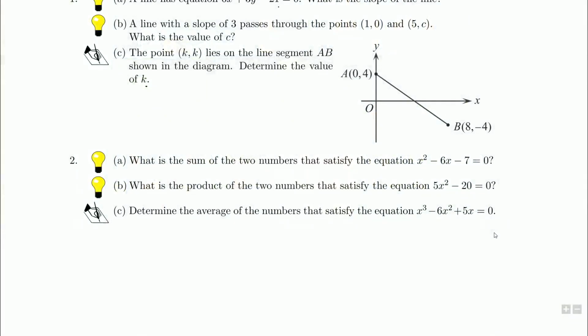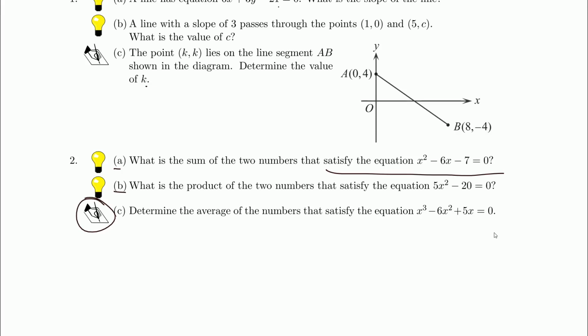Question 2 still has 2 parts that are light bulbs, so just a final answer, and then a written question here. So A: what is the sum of the 2 numbers that satisfy this equation, x squared minus 6x minus 7 equals 0? One thing we could do is just find the roots. It's going to be -1 and 7 that satisfy it.